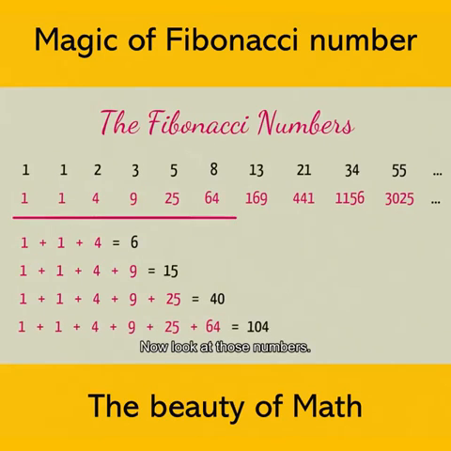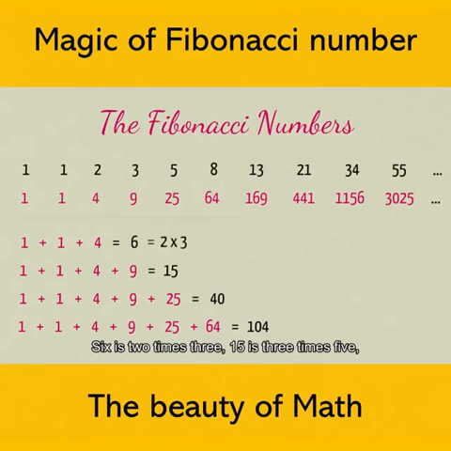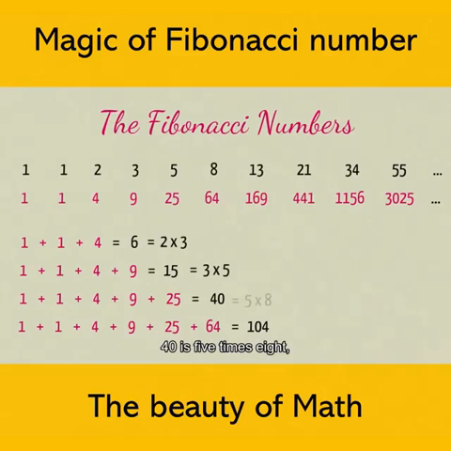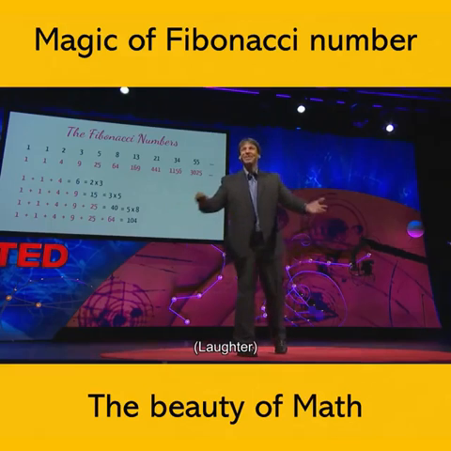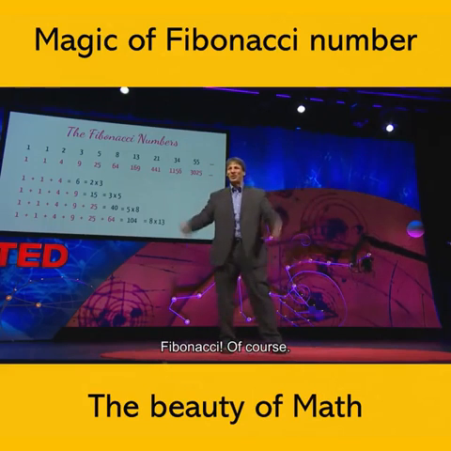Now look at those numbers. Those are not Fibonacci numbers, but if you look at them closely, you'll see the Fibonacci numbers buried inside of them. You see it? I'll show it to you. 6 is 2 times 3, 15 is 3 times 5, 40 is 5 times 8, 2, 3, 5, 8. Who do we appreciate? Fibonacci, of course.